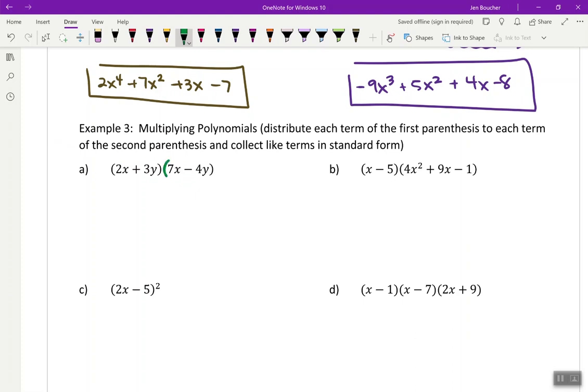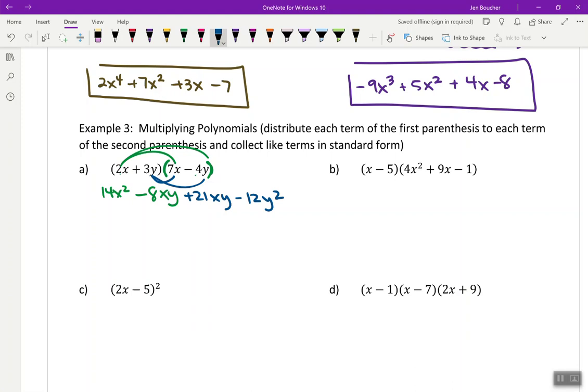Now we have to multiply it to both of the pieces in the other parentheses. So 2x times 7x would be a 14x squared. 2x times a negative 4 would be a negative 2 times 4 is 8xy. And we've distributed the 2x. Now we're ready to distribute the 3y. So multiply the insides together. 3y and 7x would be a plus 21xy. And then minus 12y squared. 3 times 4 is negative 12, and then the y squareds.